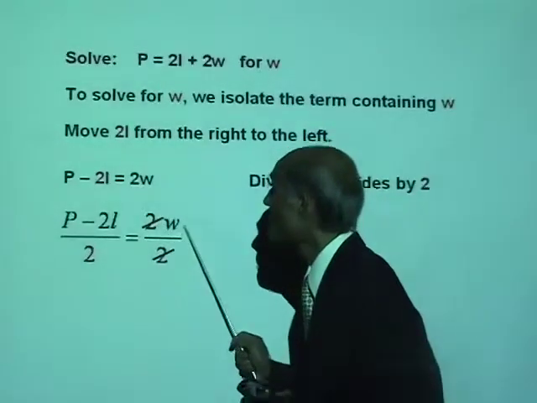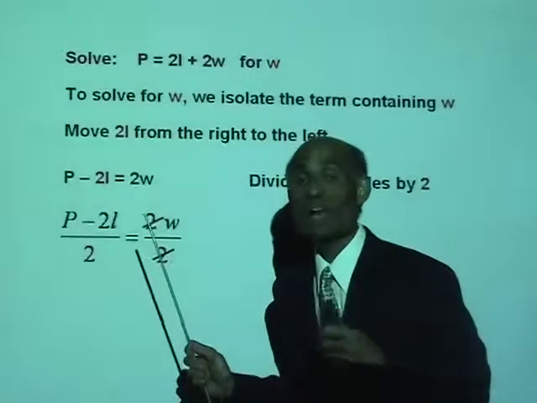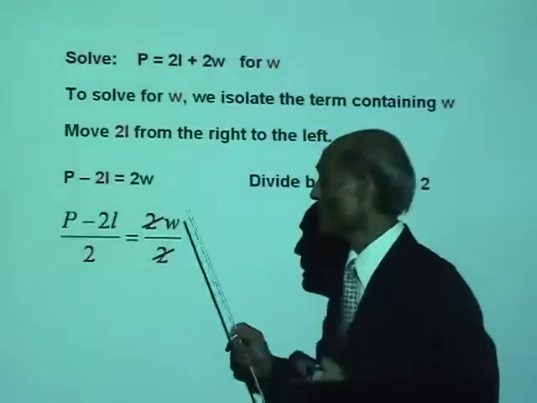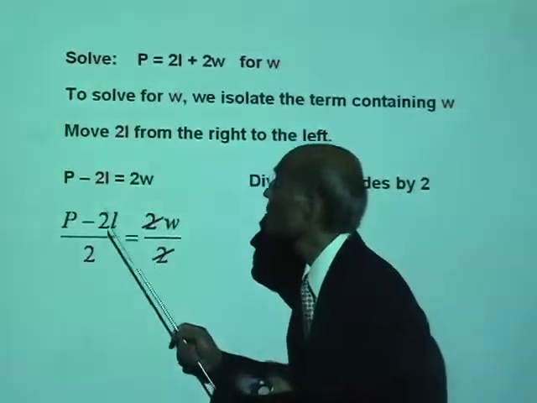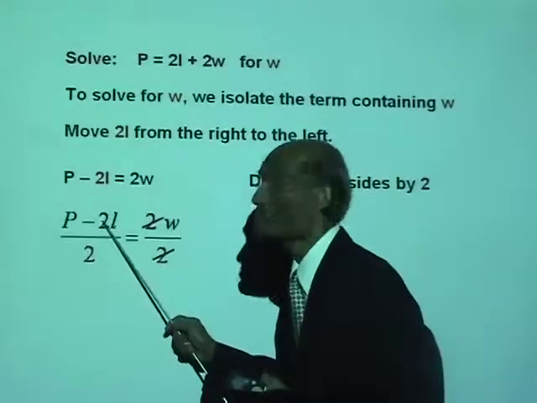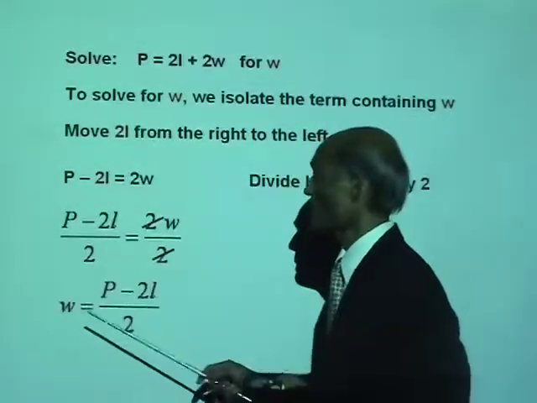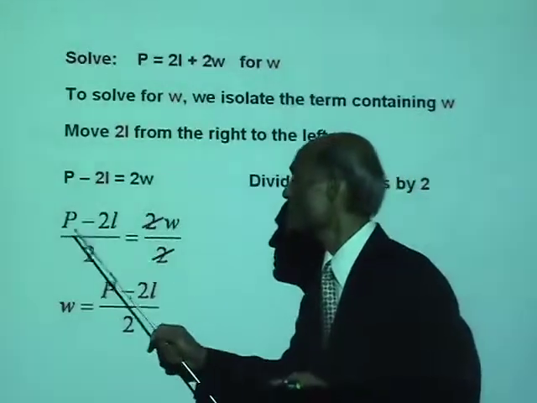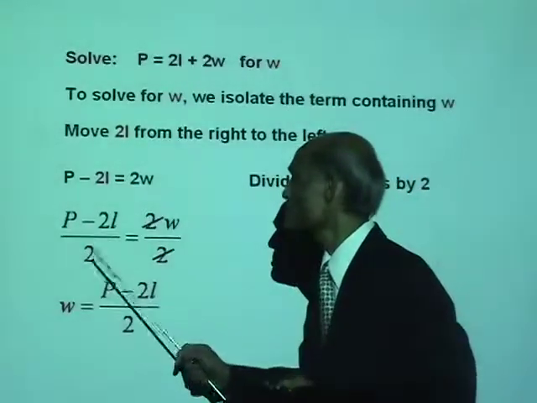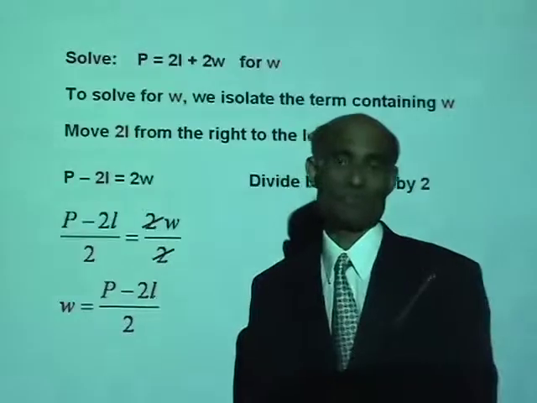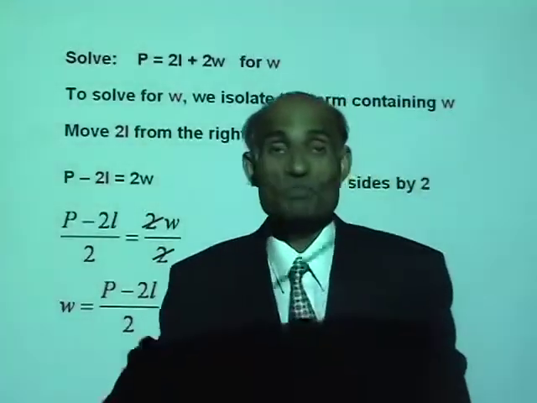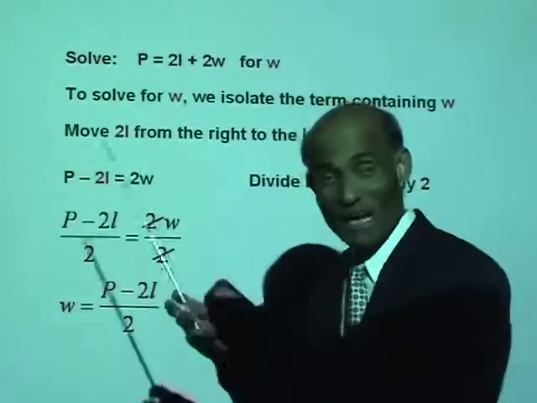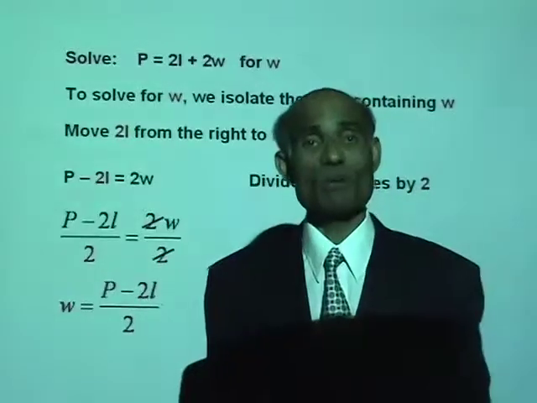And now we have W. We have now solved for W. W equal to P minus 2L over 2. So that is our result. W equal to P minus 2L over 2. You must learn how this process is done by practicing this some more on your own.